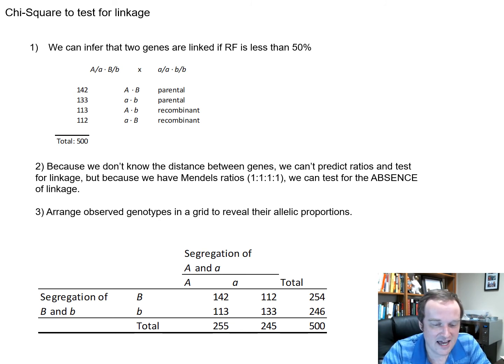Like we look at the ratios, and that kind of looks like 1 to 1 to 1 to 1, but we have to make sure that these alleles are segregating properly. And so because we don't know the distance between genes, we can't predict ratios and test for linkage. But because we have these Mendelian ratios, we can test for the absence of linkage. So we can test to see if they're not linked, and that will tell us if they are linked or not. That's kind of our null hypothesis.